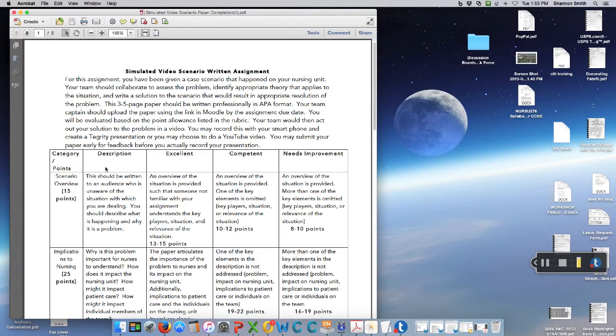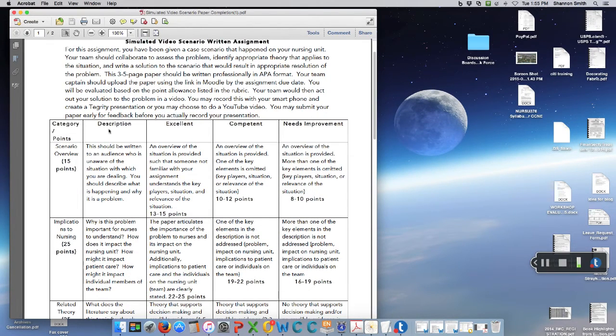Okay. And this gives you an example. This is a description of that part of the paper, the scenario overview. This should be written to an audience who is not aware of the situation with which you're dealing. So in other words, you're giving a very brief summary of what I wrote in the patient safety scenario.